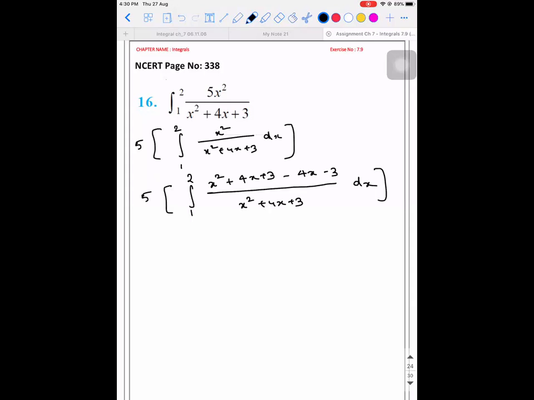Understood? Yes or no? Sure, sir. So 5 into integral of 1 to 2, x square plus 4x plus 3 and x square plus 4x plus 3 will get cancelled, dx, minus integral of 1 to 2, 4x plus 3 divided by x square plus 4x plus 3.